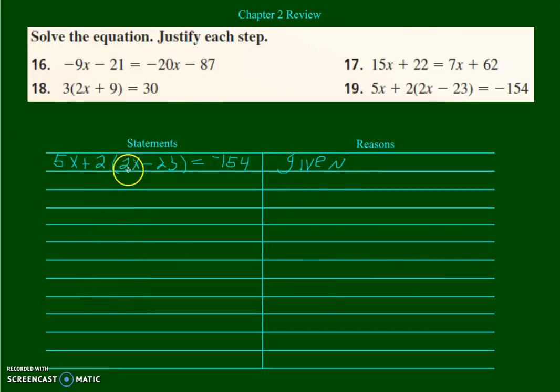In problem 19, it's just more of the same. Looks like the first thing we'll do here is go ahead and distribute the 2 across so that we can simplify. So we have 5x plus 2 times 2x is 4x. 2 times negative 23 is negative 46 equals negative 154. And that is distributive property.